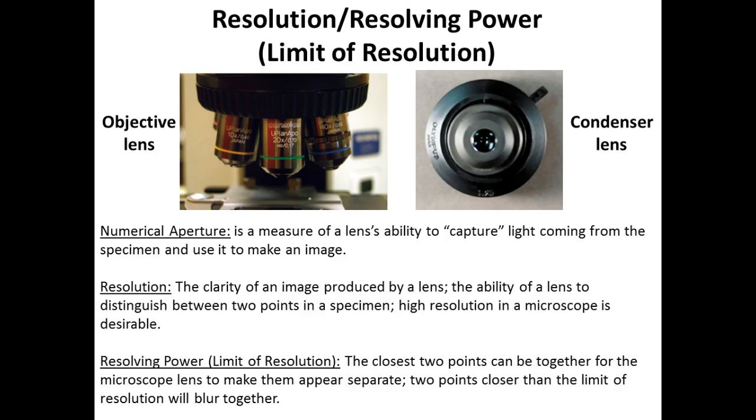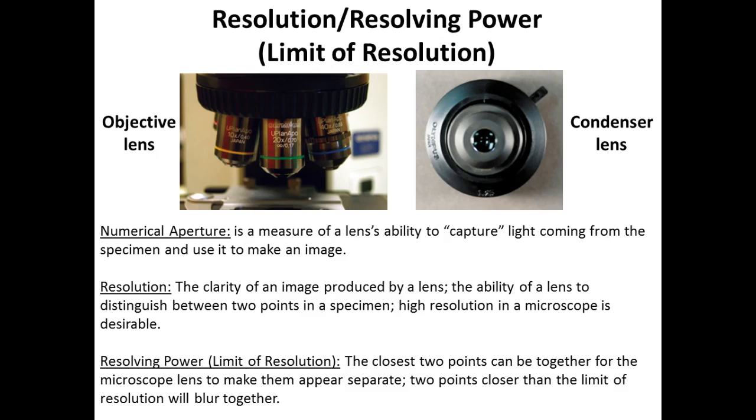Your condenser also focuses light, right? So it has a numerical aperture. It doesn't have a magnification, right? It doesn't do magnification. It just focuses light. And so you can see this one has it stamped on here. 1.25 is the numerical aperture, the ability of that lens to focus light.